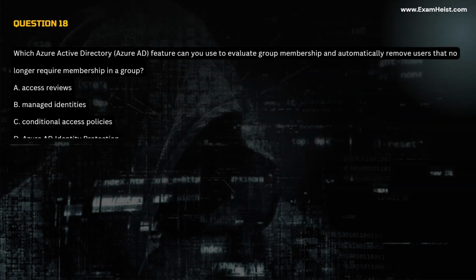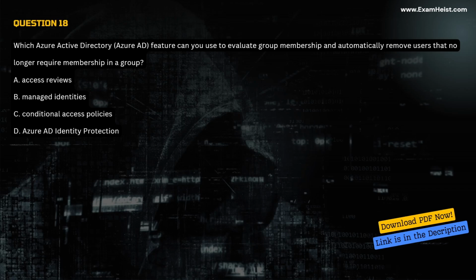Question 18. Which Azure Active Directory (Azure AD) feature can you use to evaluate group membership and automatically remove users that no longer require membership in a group? A. Access reviews. B. Managed identities. C. Conditional access policies. D. Azure AD Identity Protection. Correct answer: A.